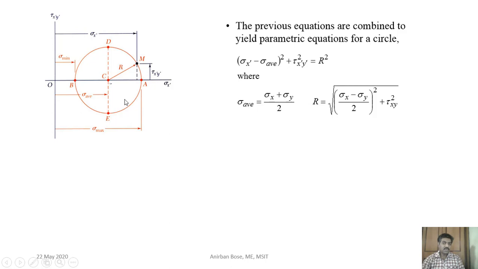This particular circle is also called the Mohr circle. Here you can see that a particular point on this circle indicates a sigma x prime and tau x prime y prime combination. The abscissa indicates sigma x prime and the ordinate is tau x prime y prime. So the coordinate of this point, or any point on the circumference, indicates the normal and the shear component at different orientation.